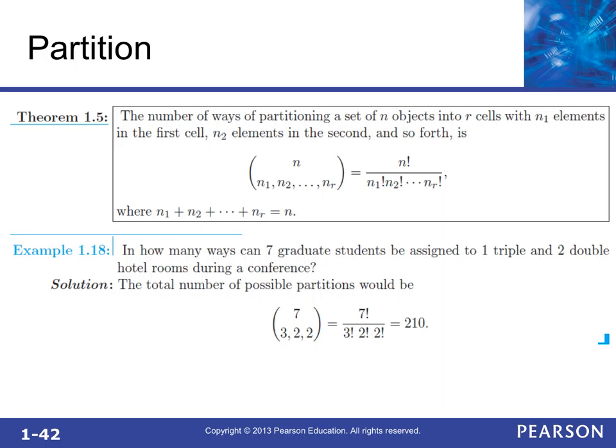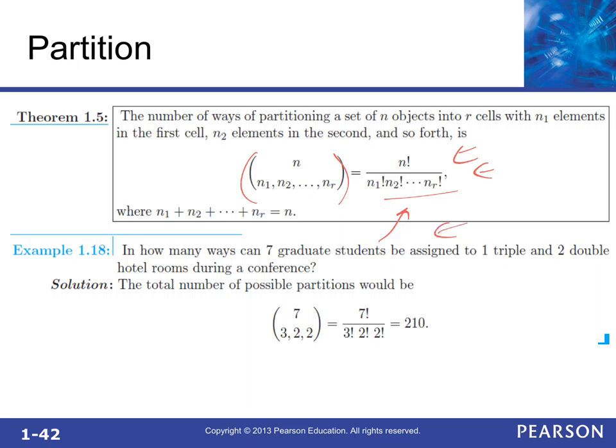Another variation is the partition. The number of ways of partitioning a set of n objects into r cells with n1 elements in the first cell, n2 elements in the second, and so forth, is this one. So we use this kind of notation, and the way of calculation is to have the ratio of n factorial to the product of the factorials of each group. So this is the case where we want to assign several objects or several people into several rooms or several spaces.